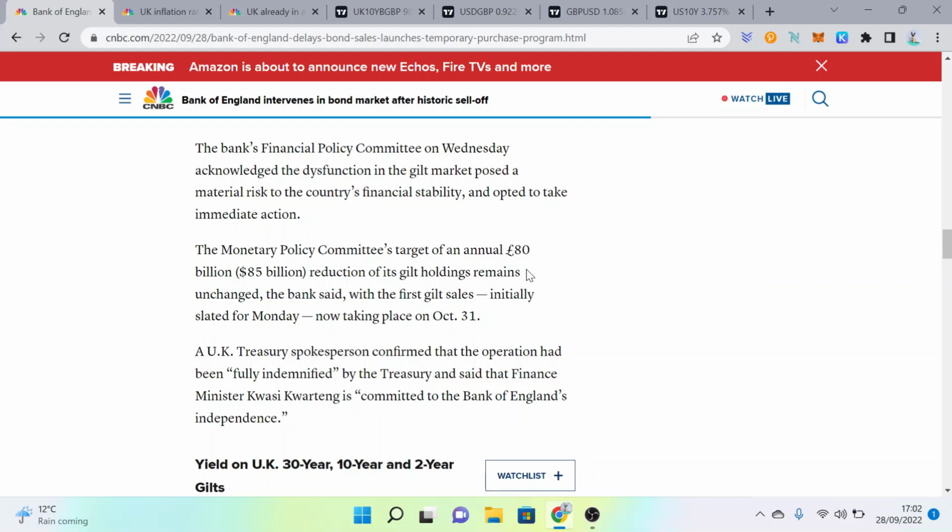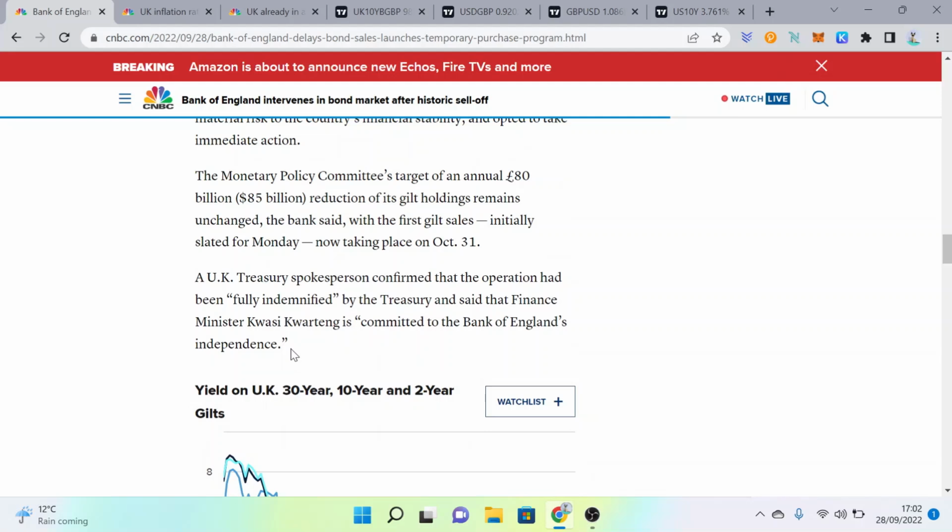Reduction of the gilt holdings remains unchanged. The bank said, so they're still planning on reducing the balance sheet, just like the Fed's doing. The bank said the first gilt sale, initially slated for Monday, is now taking place at the end of next month. So they postponed it by a month. We'll see what actually happens when they get round to that. A UK Treasury spokesperson confirmed that the operation had been fully indemnified by the Treasury, and said the Finance Minister is committed to the Bank of England's independence.